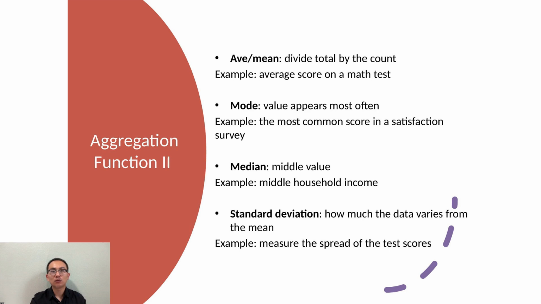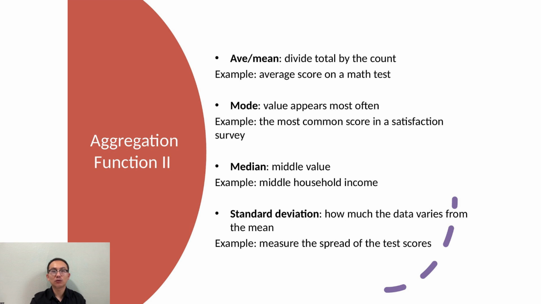Let's continue with 4 more aggregate functions. These are especially helpful when you want to understand how your data is distributed. The first 3 are central tendency measures: mean, mode, and median. And the last one is a spread measure, standard deviation. Average, or mean, gives you the average value. For example, a school wants to know how students did on a test. If the total score from 100 students is 7,800, then the average score is 78. This gives a quick picture of overall performance.